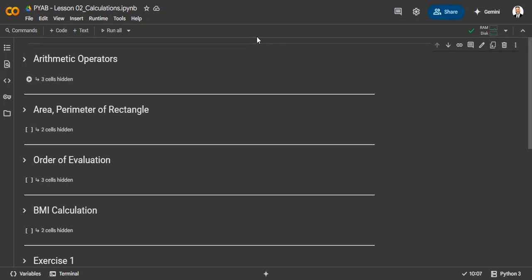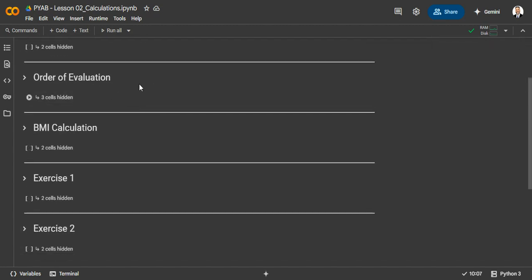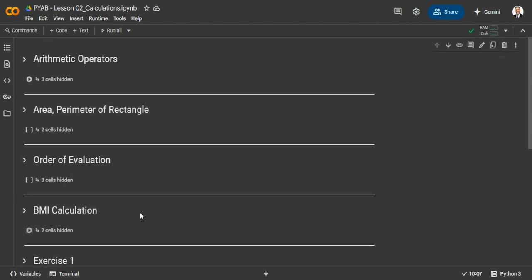Hi friends, today we are going to learn about calculations in Python. We'll learn about arithmetic operators and how to do a simple calculation for a rectangle, area and perimeter. What is the order of evaluation of operators, and examples like BMI calculations and two different exercises that you're going to try. So let's open up this section here, arithmetic operators.